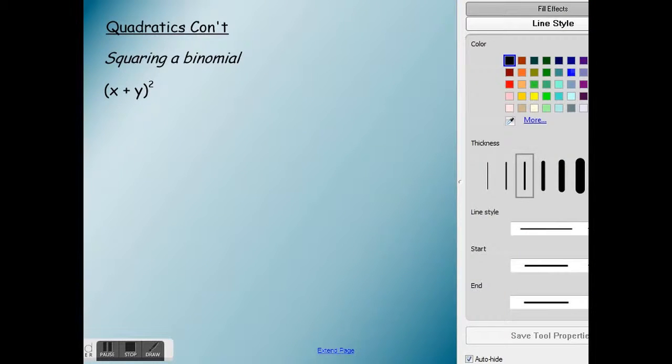That there will be two of the x plus y's, so x plus y with another bracket and the same thing, x plus y.